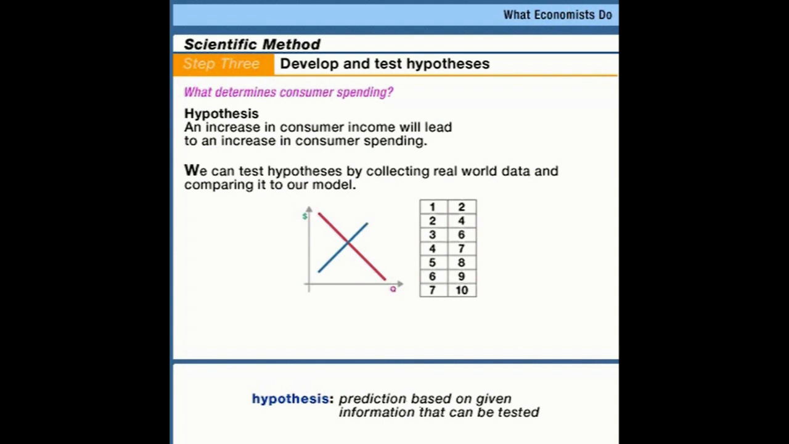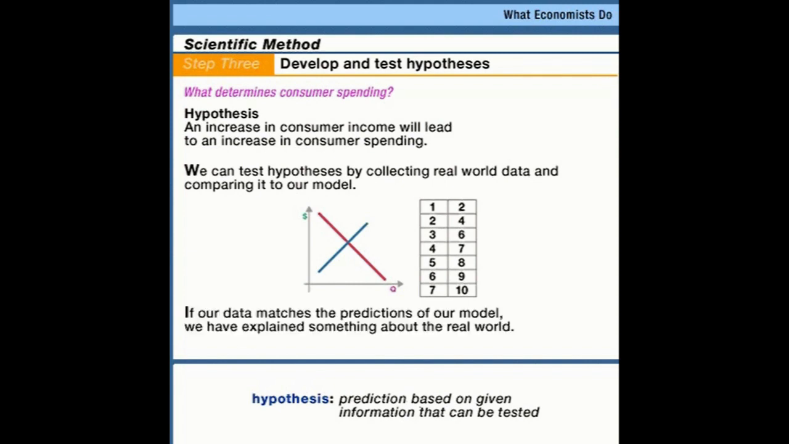And if our data matches the predictions of our model, then we believe that we've explained something about the real world. We believe that since our story matches the facts, we've come to understand more thoroughly the way the world works. This is the scientific method. Ask a question, isolate the variables that are related and important and build a model, and then come up with some predictions or hypotheses that you can test against the data in the real world. And when that happens, you're doing science.